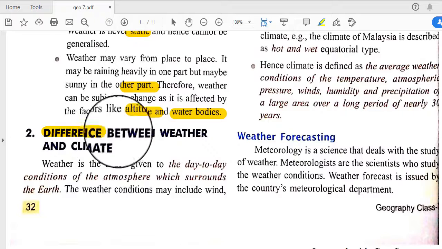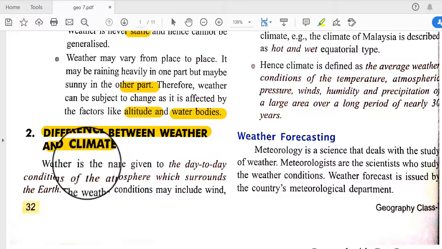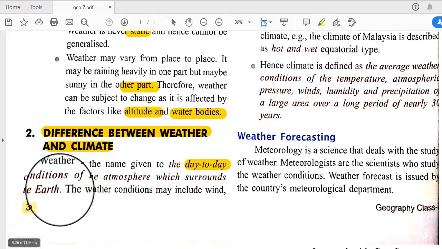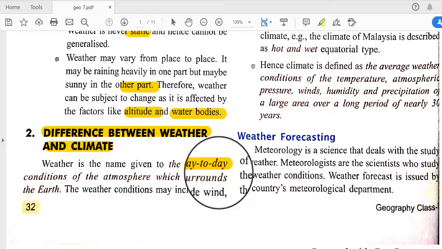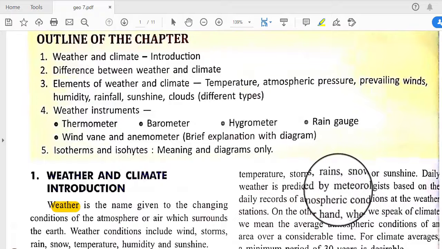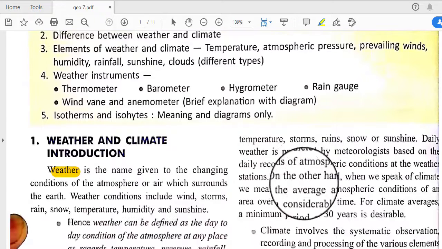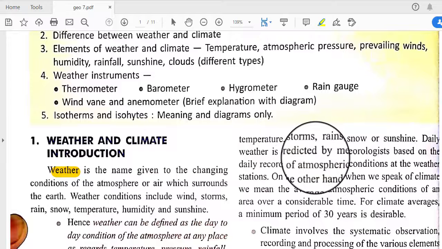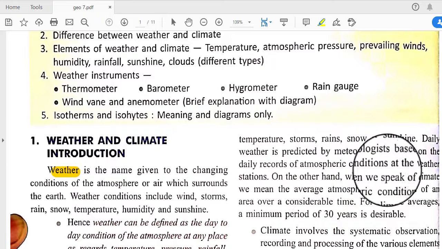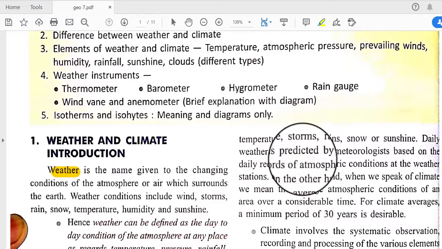So what is the difference between weather and climate? Weather is the name given to the day-to-day condition of the atmosphere which surrounds the earth. This is a day-to-day phenomenon. The weather conditions include wind, temperature, storm, rain, snow and sunshine, and daily weather is predicted by meteorologists based on the daily records of atmospheric conditions at the weather station. They give us information regarding the weather of today or tomorrow.